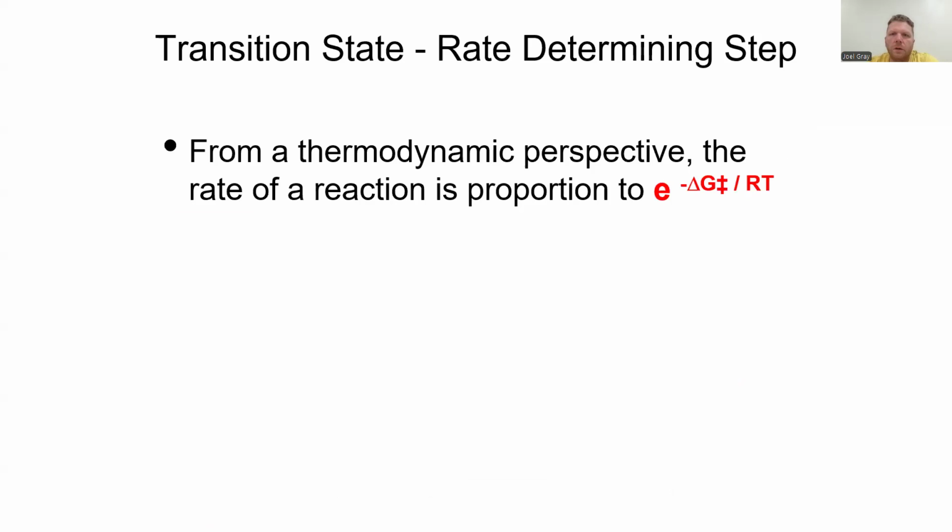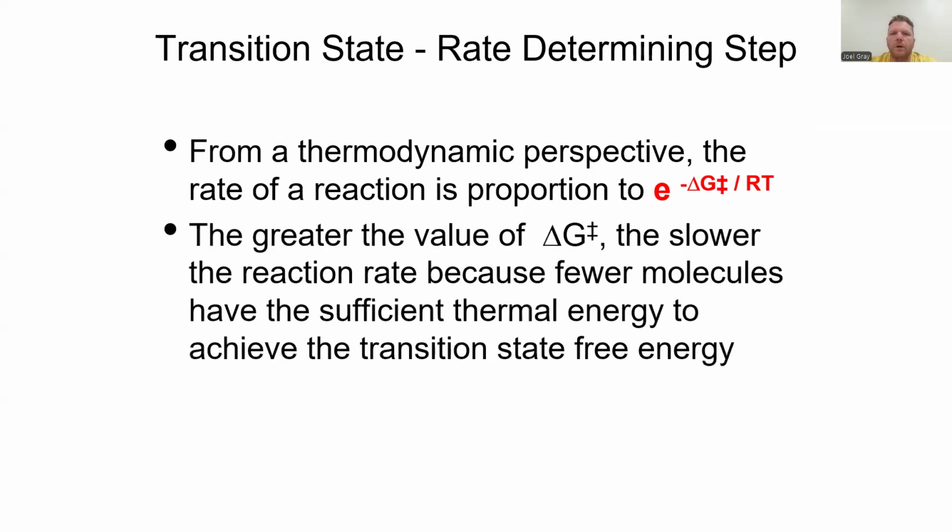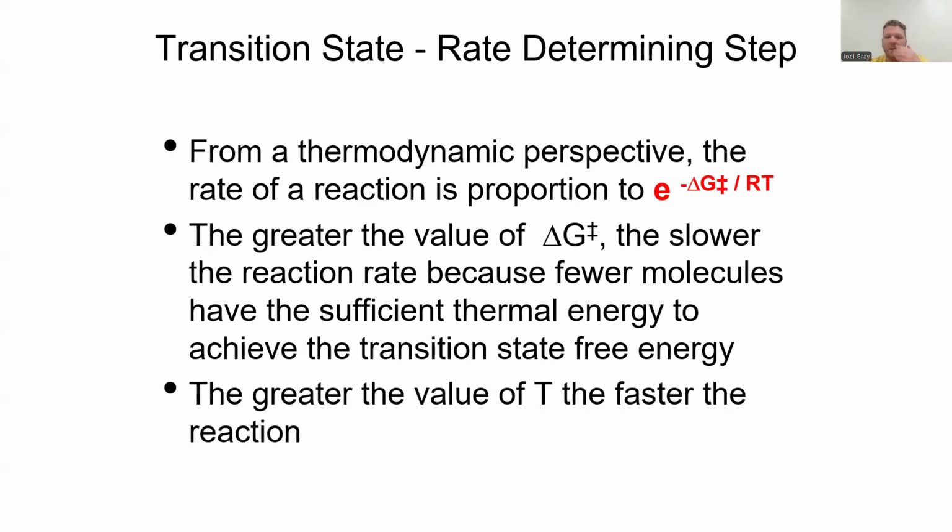Now, the transition state, from a thermodynamic perspective: the rate of the reaction is proportional to e to the negative delta G double dagger over RT. The greater the value of delta G double dagger, the slower the reaction rate, because the fewer molecules have the sufficient thermal energy to achieve the transition state free energy. The greater the value of T, the faster the reaction.